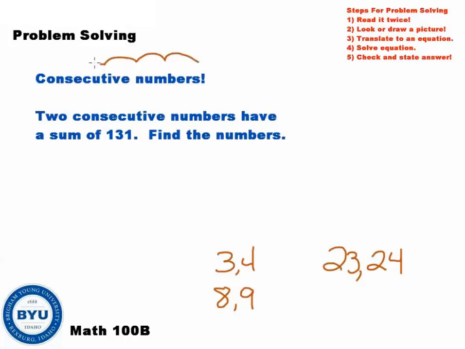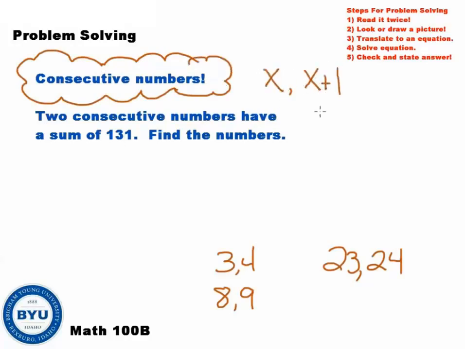And when dealing with consecutive numbers in equations, we usually write them as x being the first number, and the next number being x plus 1. That would make sense. If our first number was 3, then the next consecutive number will be just 1 more than that. Or if it were 23 as x, well, the next number would be just 1 more than that original number. So, let's take a look at this problem here.